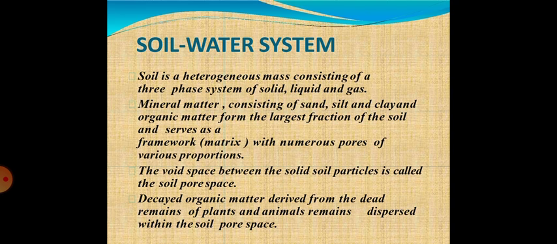So now we will discuss the soil water system. Soil is a heterogeneous mass consisting of a three-phase system of solid, liquid and gas. Mineral matter consisting of sand, silt and clay, and organic matter form the largest fraction of the soil, and serve as a framework, that is a matrix, with numerous pores of various proportions. The void space between the solid soil particles is called the soil pore space. Decayed organic matter derived from the dead remains of plants and animals is dispersed within the soil pore space.